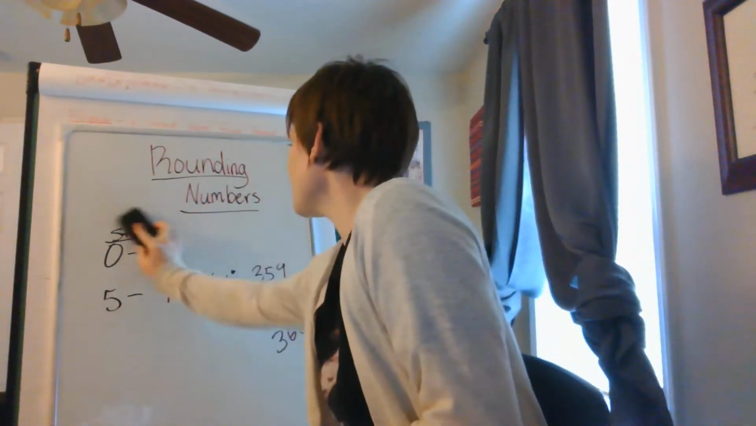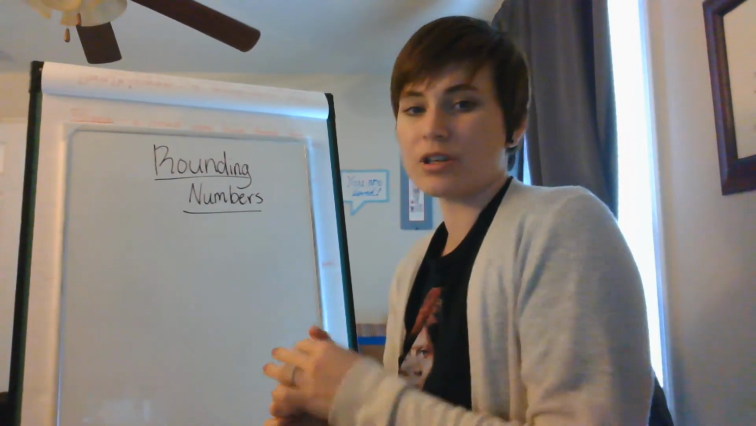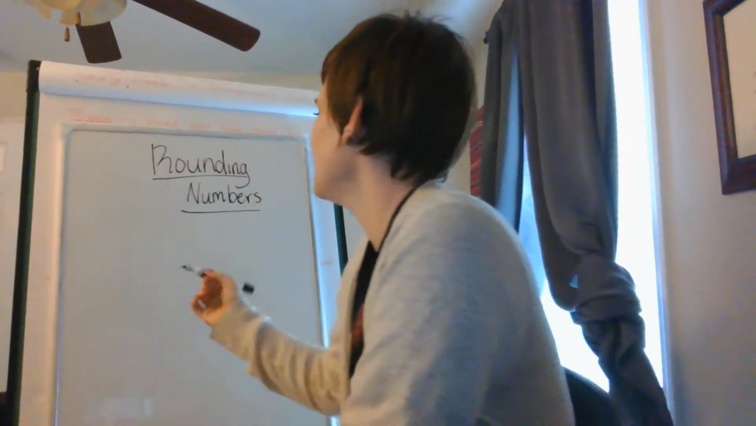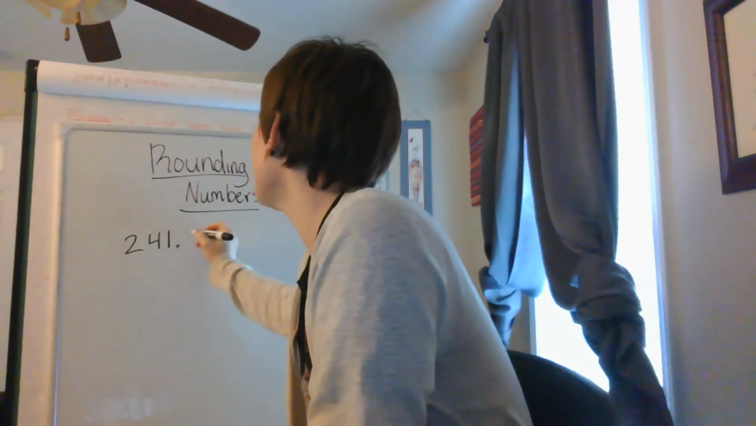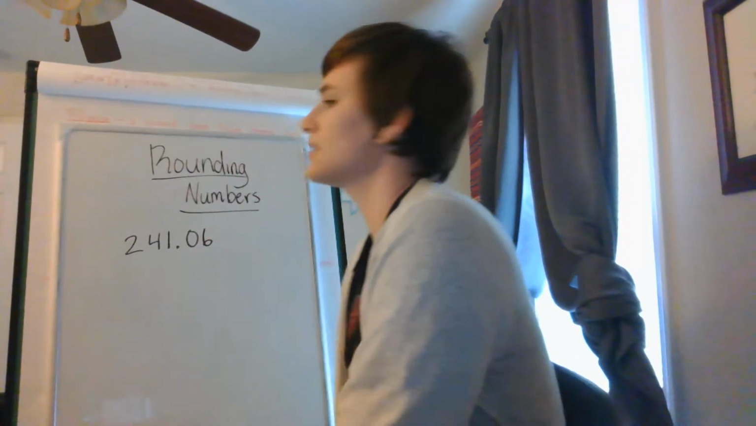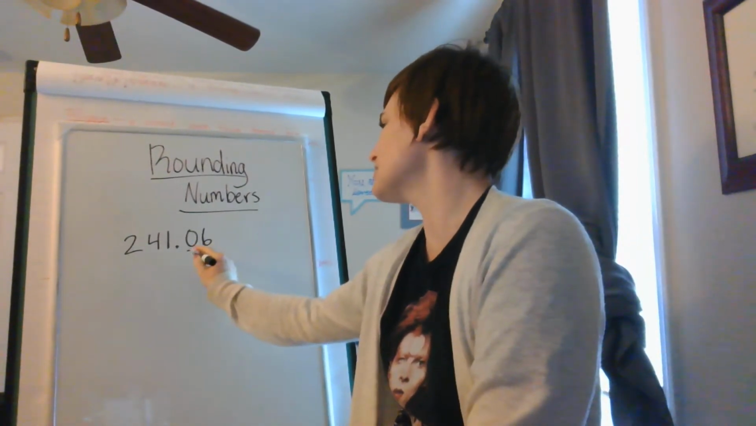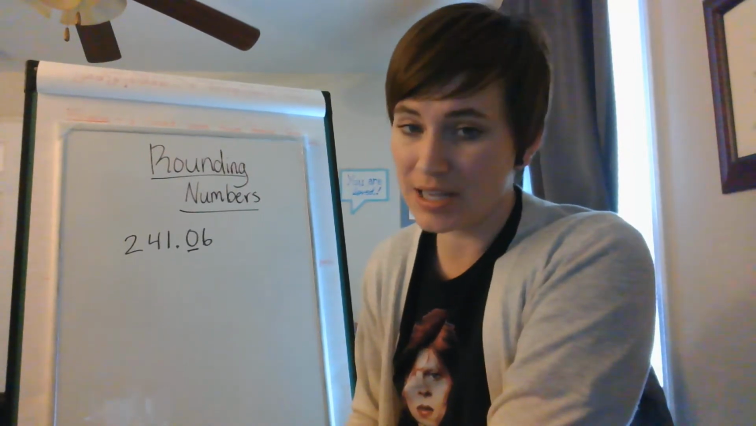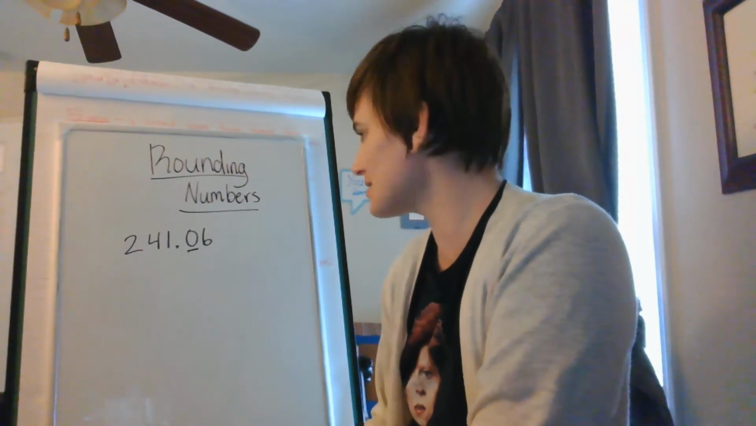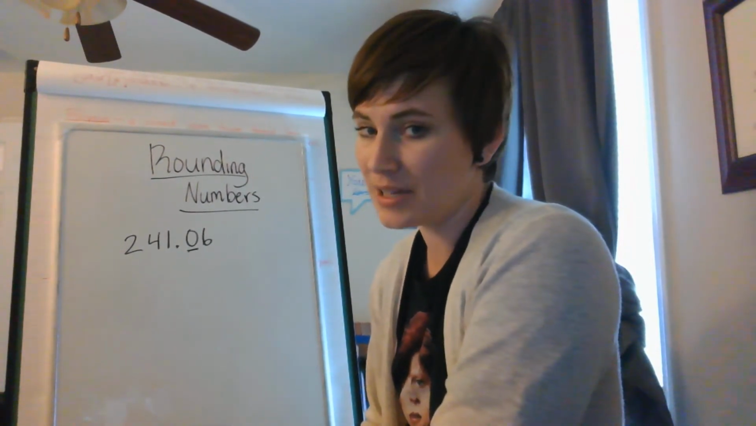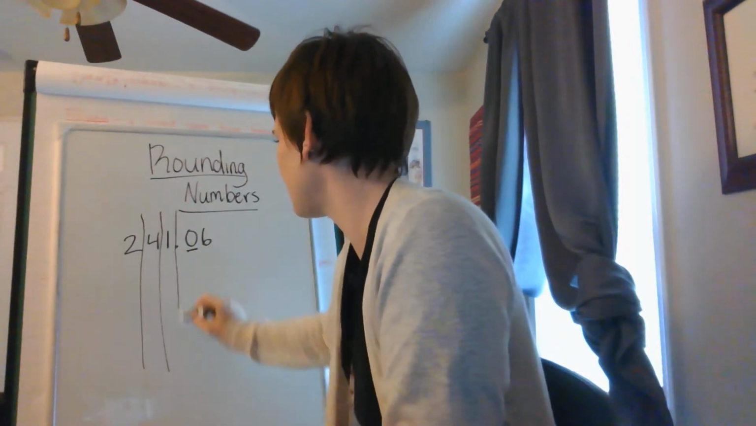So what are we going to do if we're doing decimals? And fifth graders, you are currently working on rounding decimals. So if I have the number 241 and 6 hundredths, and I say round to the nearest 10th place, I may not remember what my 10th place is, so I'm going to create a place value chart. So I'm going to create my place value chart right around my number right now.